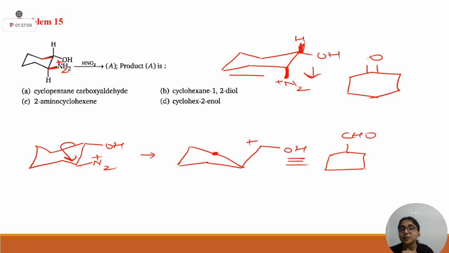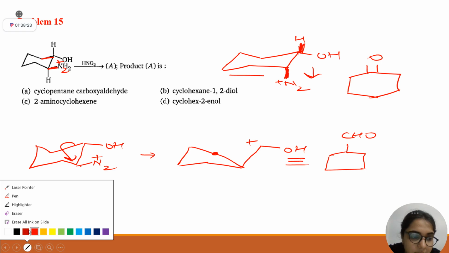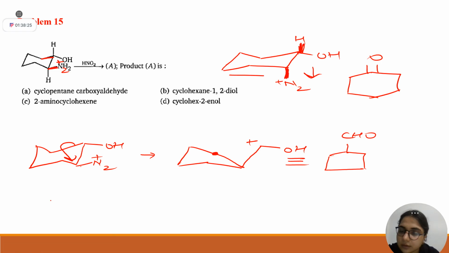So the examiner can give you this stereochemistry, cyclohexane also. You have to figure out, because one can lead to formation of cyclopentane carbaldehyde and one can lead to formation of this cyclohexane. Is it clear to everyone?